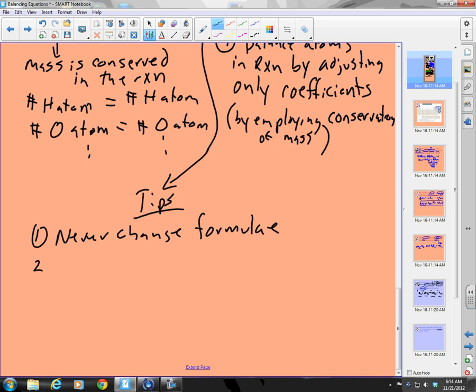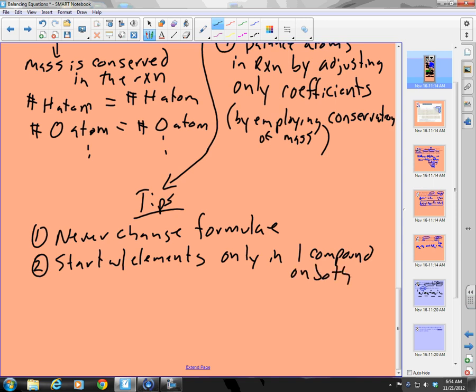Number 2, try to start with an element which is only in one compound on both sides. That doesn't always happen, but that's a place we can start.